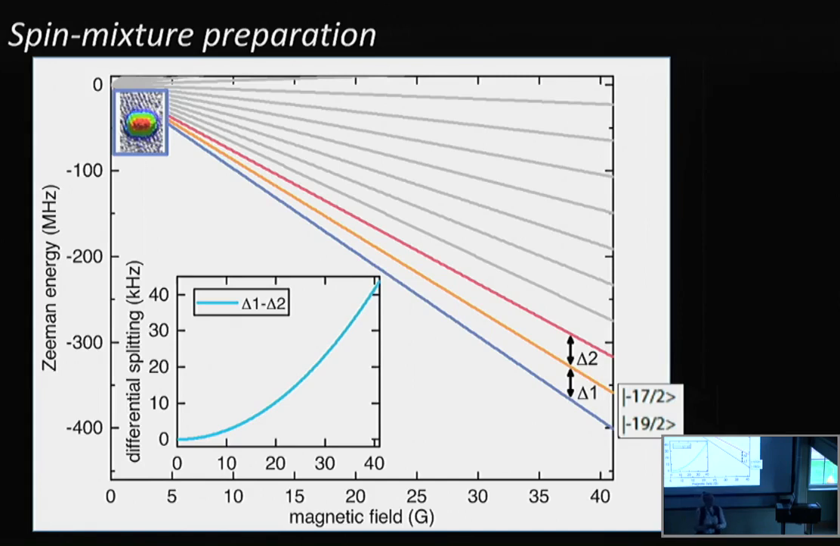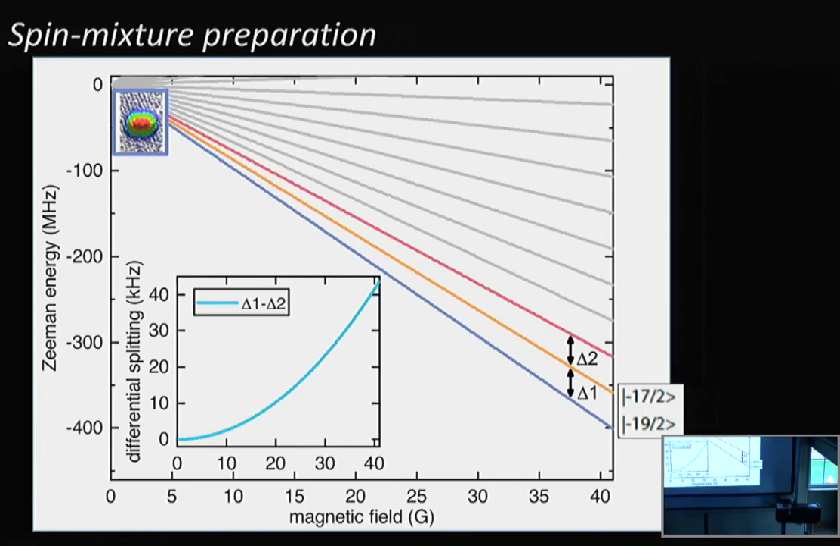So you simply use the quadratic Zeeman effect. You produce your Fermi gas somewhere, then you go to a magnetic field value where the quadratic Zeeman effect is large enough, and then you can populate the spin mixture. You can create the spin mixture.